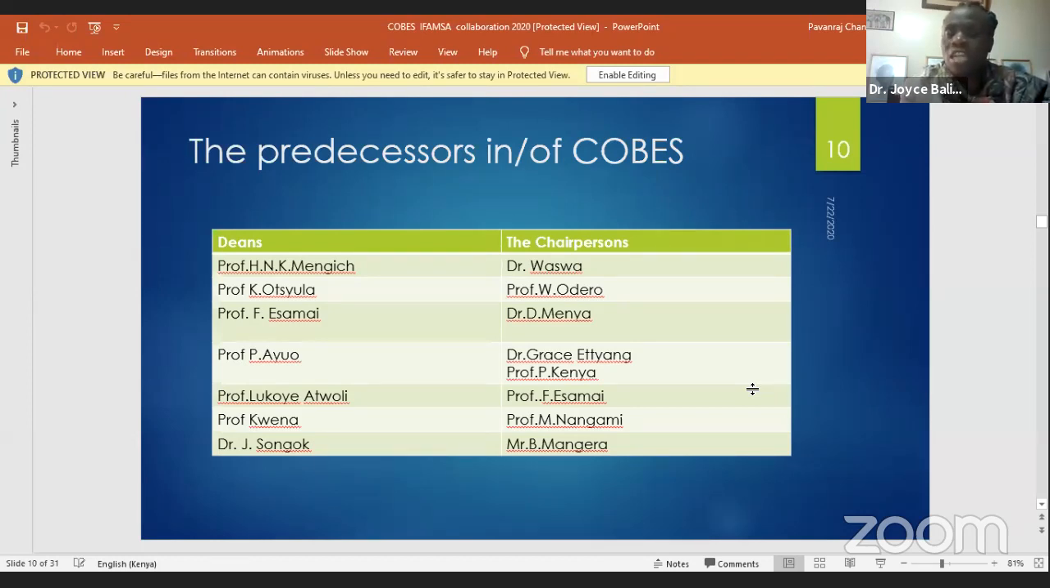You will have Professor Mengech, who is now at JOOUST, Professor Otsiula, Professor Esamai, who is in Alupe right now, Professor Ayo, Professor Alukoye, who's now the dean for the Medical School of East Africa. And of course, Professor Kwena, and the current dean is Julia Songok. With the chairpersons, you can see Swaswa, Odero, who is in Maseno, Dr. Menya, School of Public Health, Professor Tiang, that should now be Professor. Then Professor Keny, Nairobi, Professor Esamai, who's the principal, Alupe, and Professor Nangami. So you can see the array, they are all professors. And of course, retired Mr. Benson Mangera, who was the outgoing one and handed over.